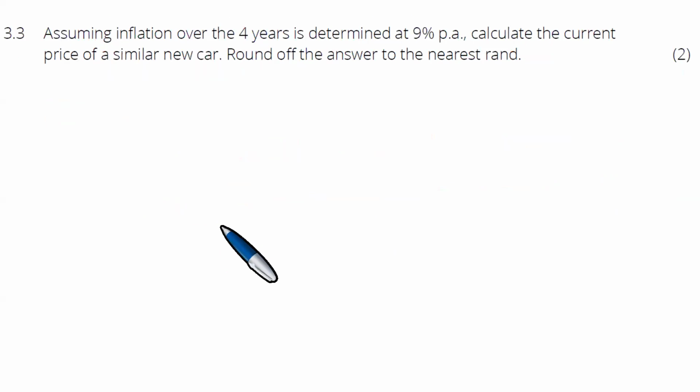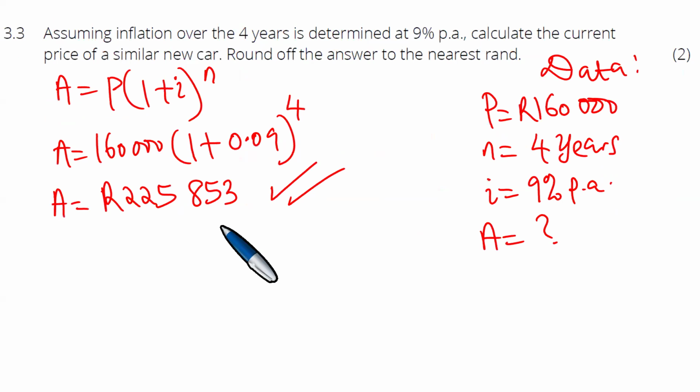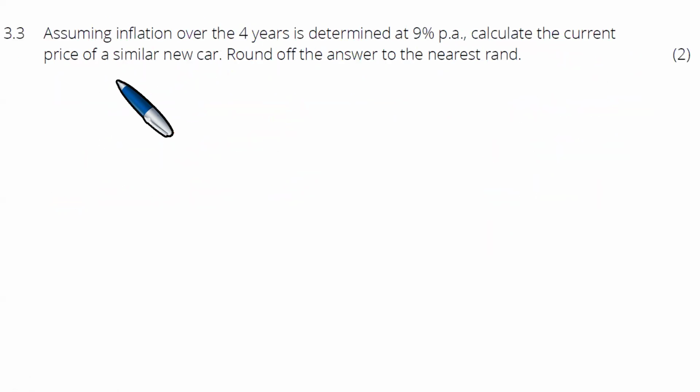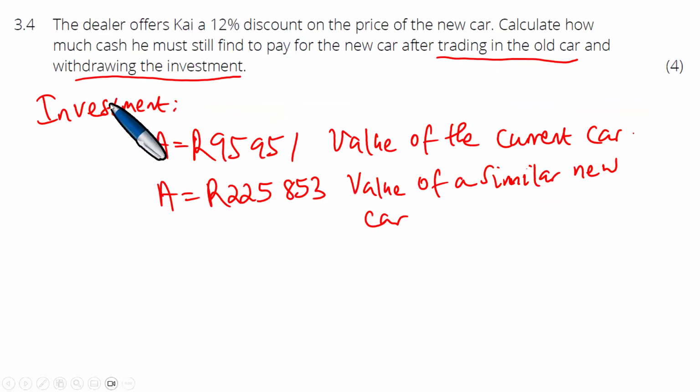Okay, next. What other information do we need here? So now we want to know how much is he going to get from the investment. He bought a new car 4 years ago. He now wants to upgrade to the latest model. 4 years ago, he invested 60,000 for 4 years at an interest rate of 9.6% per annum, compounded monthly. So the investment is exactly that one, 60,000 for 4 years, 9.6% interest rate.